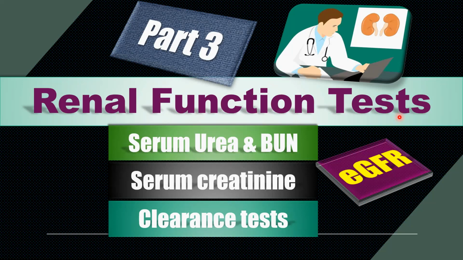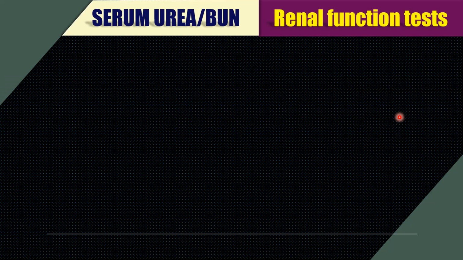In the previous videos, I have explained different classifications of renal function tests, and in part 2, I have explained urine analysis. First and foremost, we are going to study serum urea or blood urea nitrogen.